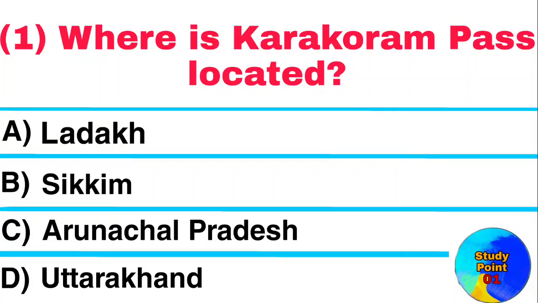Question. Where is Karakoram Pass located? A. Ladakh. B. Sikkim. C. Arunachal Pradesh. D. Uttarakhand. Answer. Ladakh.